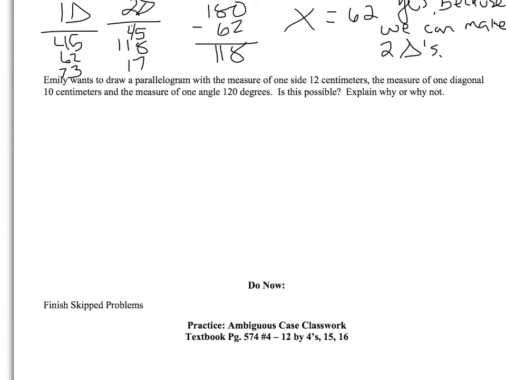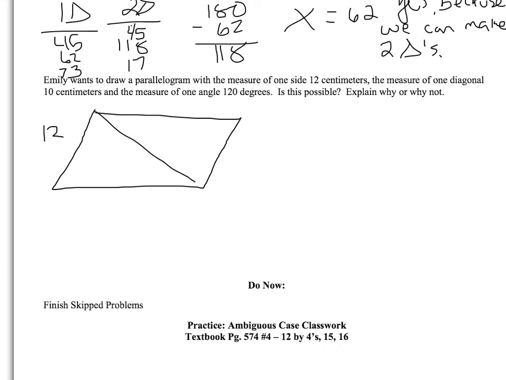And I'll set this one up. You guys will finish this one as well. Emily wants to draw a parallelogram. So a parallelogram is just anything where the opposite 2 sides are equal. The measure of one of the sides is 12. The measure of one of the diagonals is 10. And the measure of one angle is 120 degrees. So I could see from my picture that this was my obtuse angle, so this is my acute. They add up to 180, so that's 60.